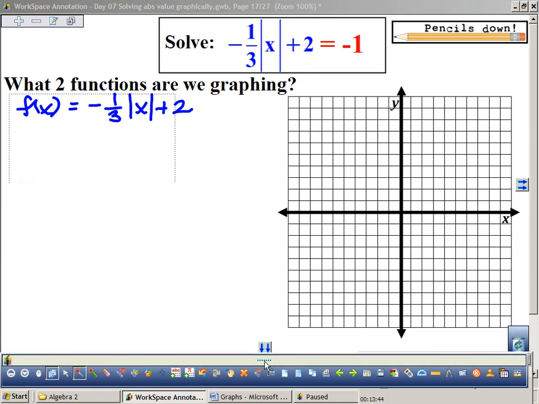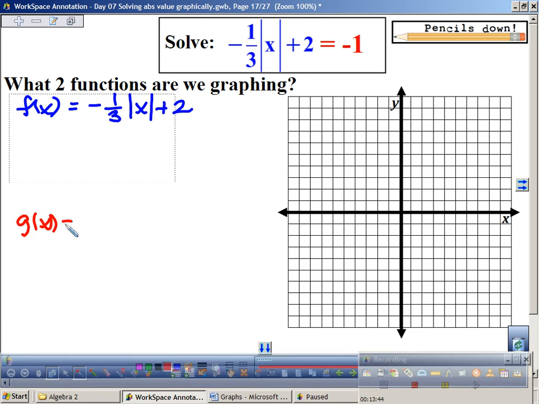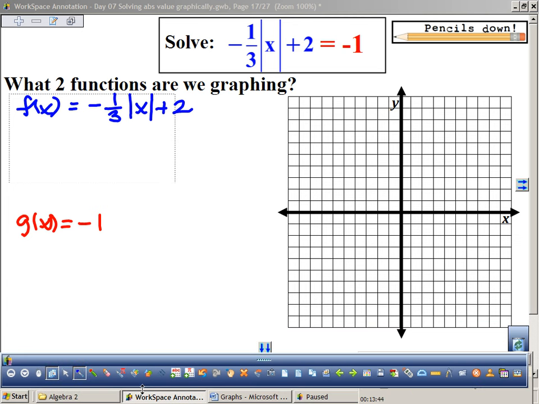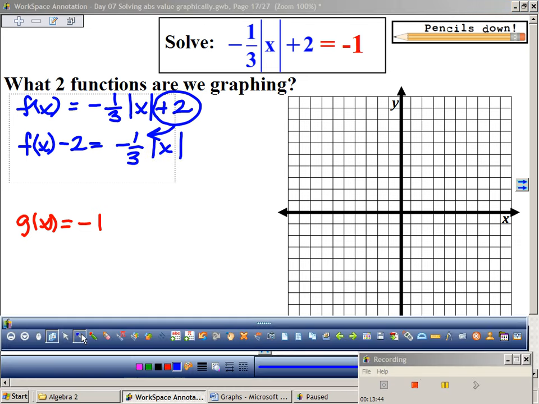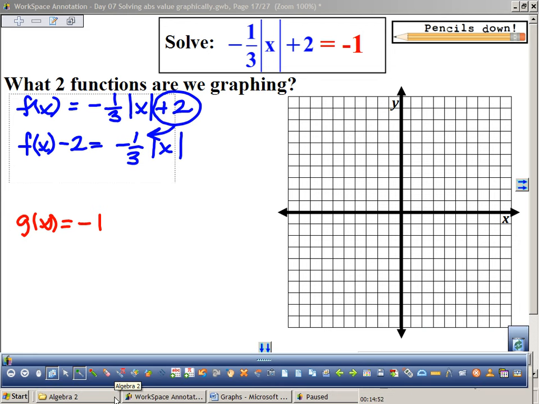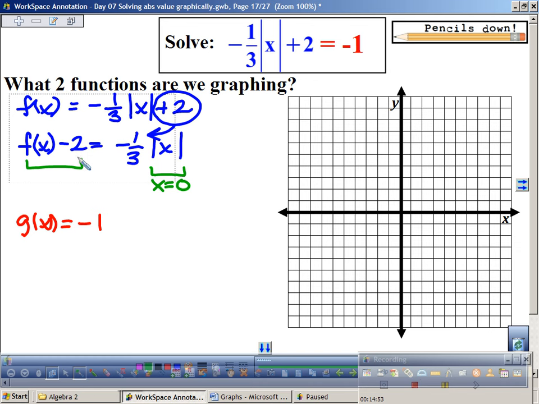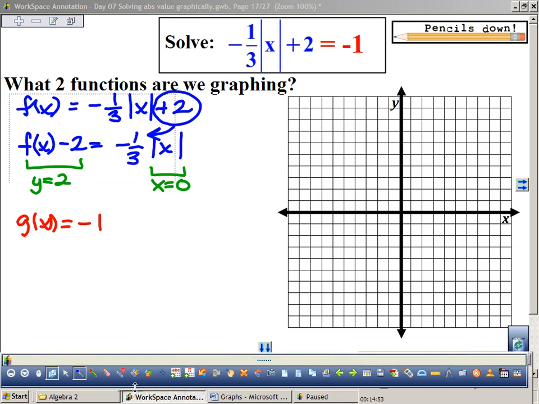My second function that I'm going to graph is g of x equals negative 1/3 times the absolute value of x plus 2. Let me put this one in transformational form. So I'm going to take that 2 and move it to the other side. So I would have g of x minus 2 equals negative 1/3 times the absolute value of x. I'm going to ask myself, what is my horizontal shift? Nothing. And what is my vertical shift? My vertical shift is 2. So I'm going to graph this.